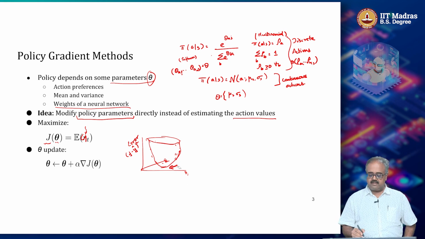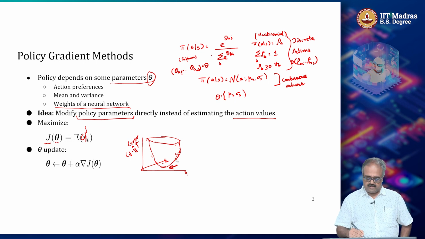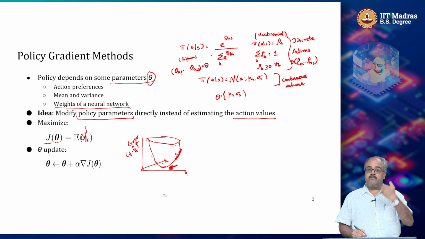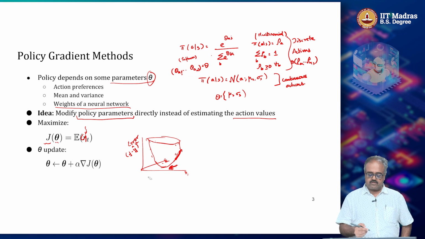So you have a function, and then you look at the direction of steepest ascent, and then you move in the direction opposite to that, so that you are moving closer to 0, right? That's basically closer to the minimum error. So that's how we had it earlier.